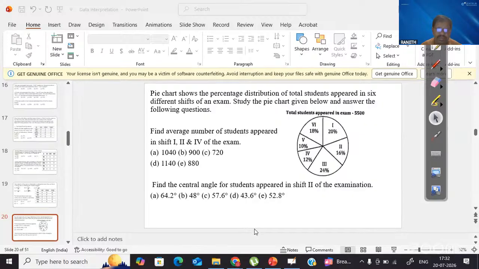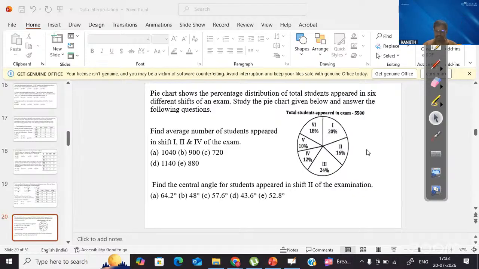So find the average number of students appeared in shift 1 to 4. So the total number of students will be equal to 5,500. Shift 1 is 20%, shift 2 will be equal to 16, and the fourth will be equal to 12. So if I add all values, 12, 16, 36, 36 plus 12 equal to 48. So the average is nothing but 48 by 3, 48 by 3 equal to 16%.